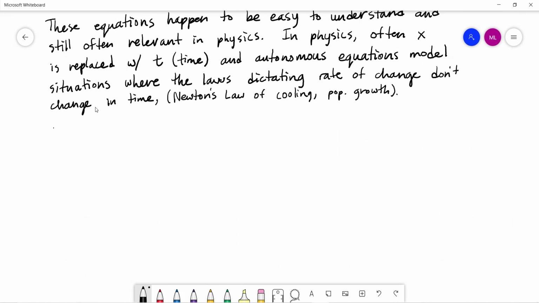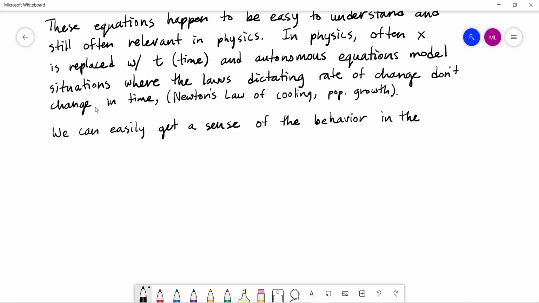So we can easily get a sense of the behavior for these problems using something called a phase portrait. A phase portrait or a phase diagram, both of these terms are used. They're interchangeable terms.